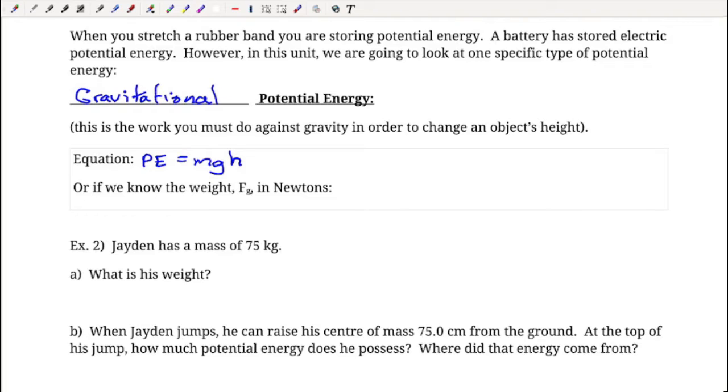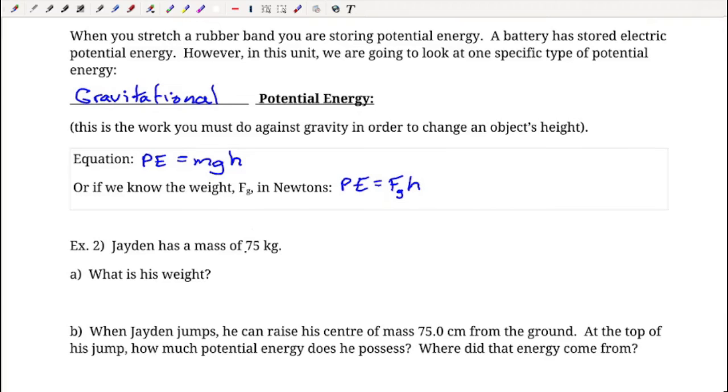Or if we know that the weight, remember that weight is measured in newtons, it's not the same as mass, or the force of gravity, then your equation would be the force of gravity times the height of the object. That would also be a valid equation.